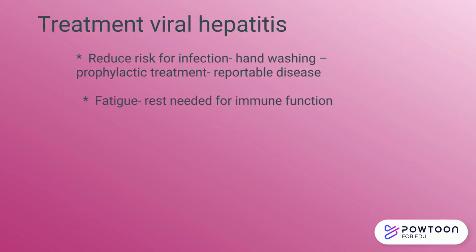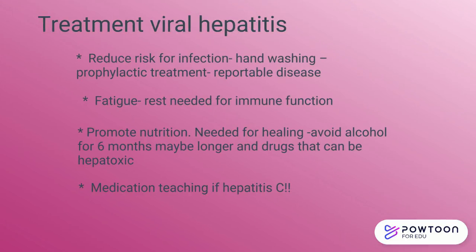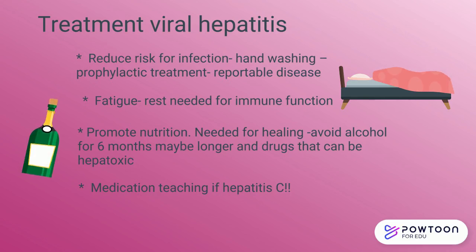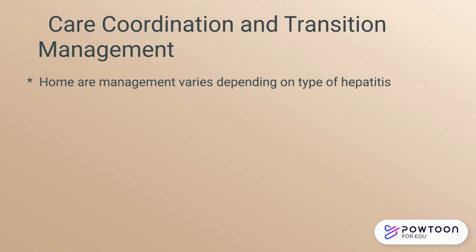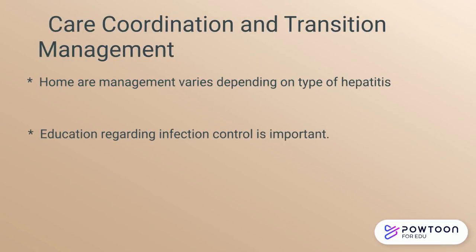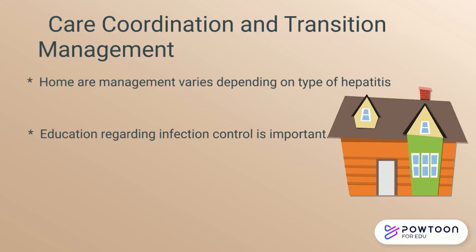Treatment for viral hepatitis is going to revolve around reducing transmission as well as addressing those priority problems. So reduce the risk for infection by encouraging good hand washing and also prophylactic treatment, provide for rest, and encourage good nutrition. Most clients with acute hepatitis are managed at home. They don't typically have to end up in a hospital unless something severe is going on. The hospitalized cases are typically those with chronic conditions that lead to end-stage liver failure or cirrhosis.